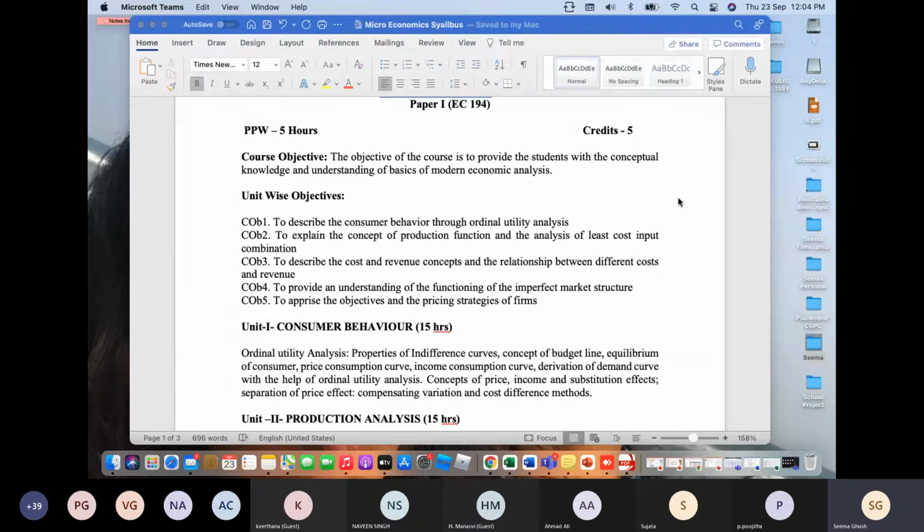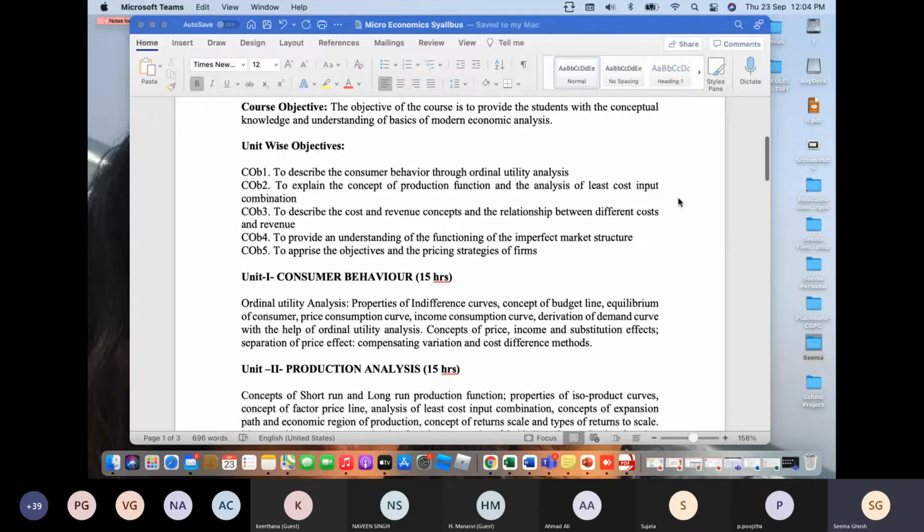When you talk about the objective, students, the objective of this particular course is to provide the students with the conceptual knowledge and understanding of the basics of modern economic analysis. Because this is the beginning of the course, the main objective is to provide the conceptual knowledge and understanding of microeconomics.